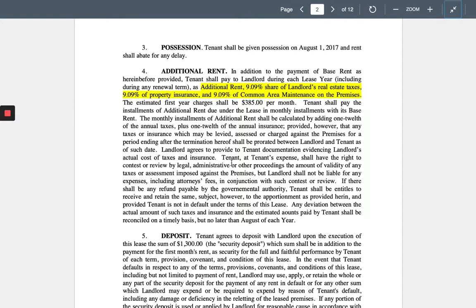Additional rent. In addition to the payment of base rent, as herein provided, tenant shall pay to landlord during each lease year additional rent of 9.09% share of landlord's real estate taxes, property insurance, and common area maintenance. So there's that triple net. So that's an additional 9% essentially. The estimated first year charges shall be $385 a month. So that's going to be on top of the base rent.